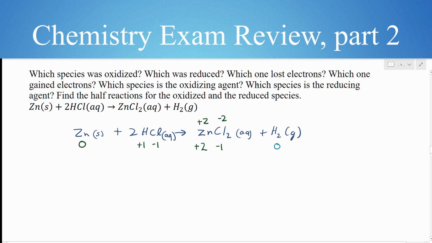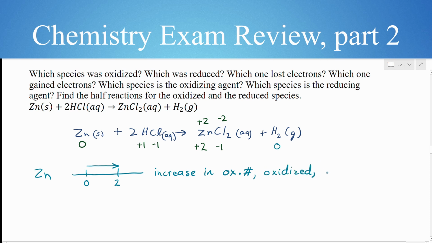Okay, now we need to start answering our questions. So in these oxidation numbers, we see that zinc went from 0 to positive 2. It went this way, which means that it had an increase, okay, in oxidation number. And I'm just going to put OX and this for oxidation number. So if something has an increase in oxidation number, that means that it was oxidized.